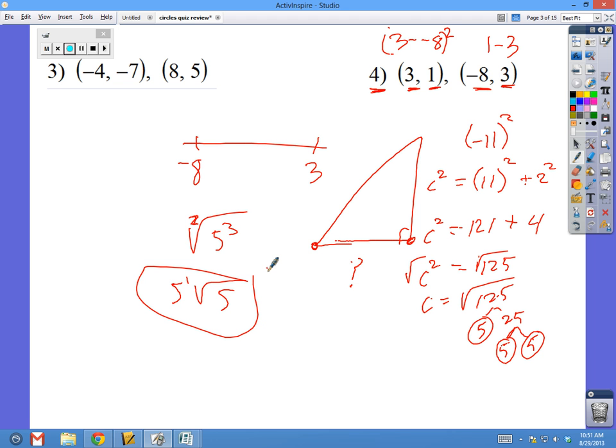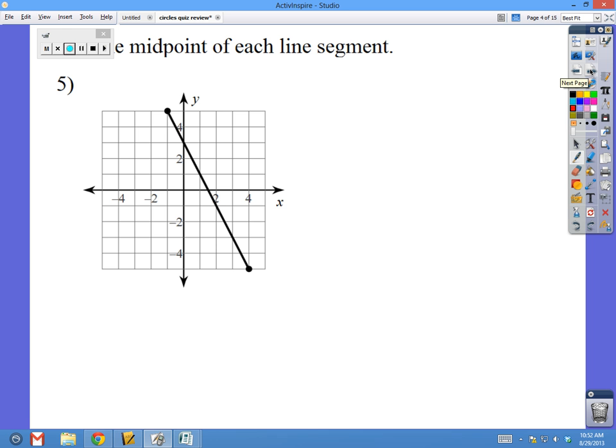Okay, now let's look at midpoint real quick. That's the distance formula. Look at number 5. Look at midpoint.